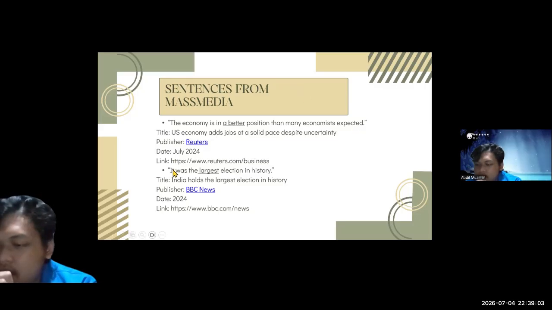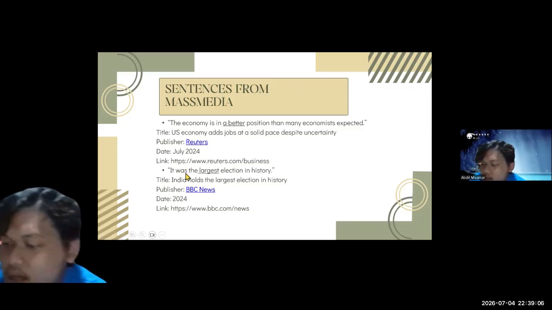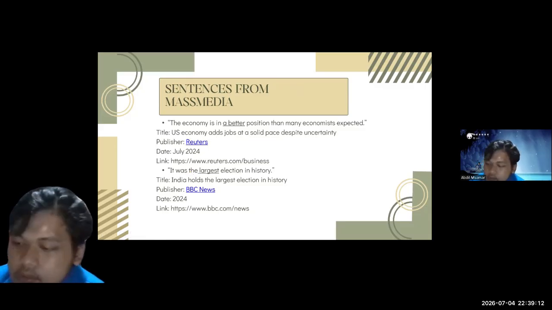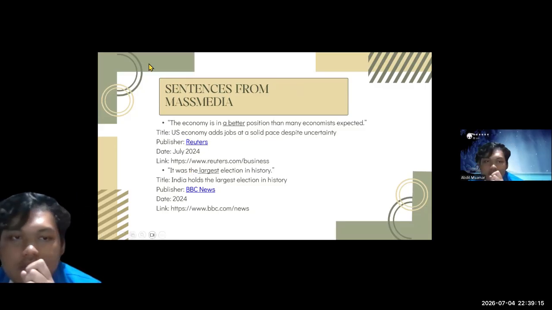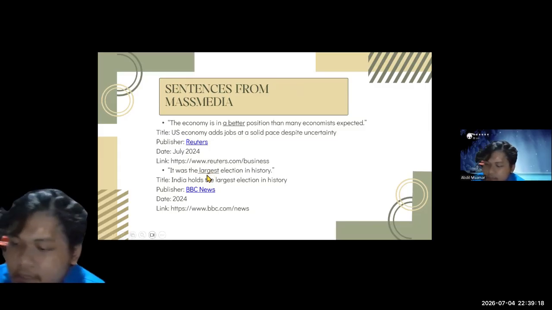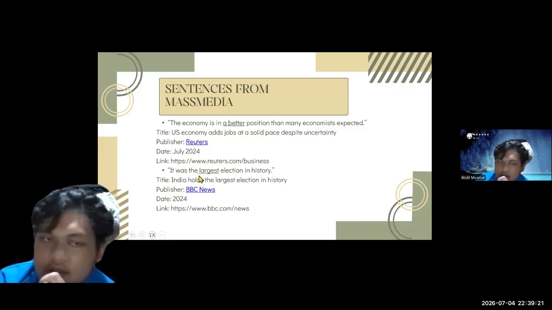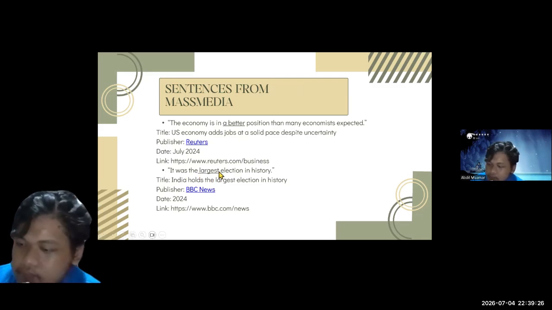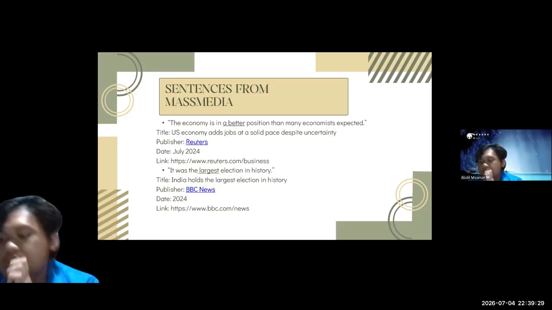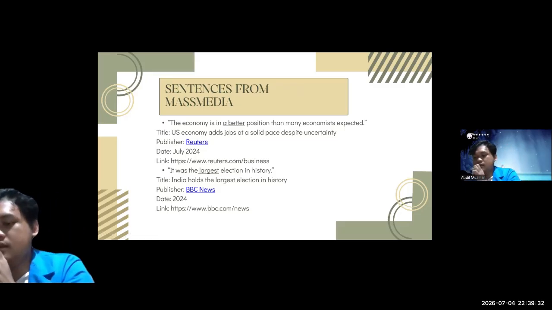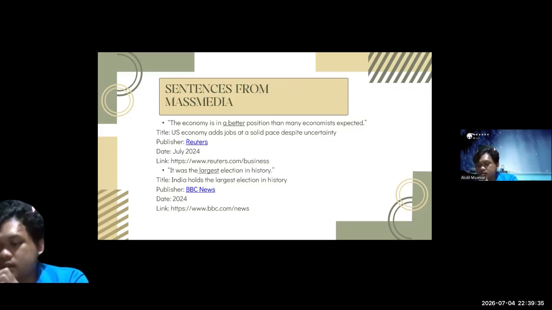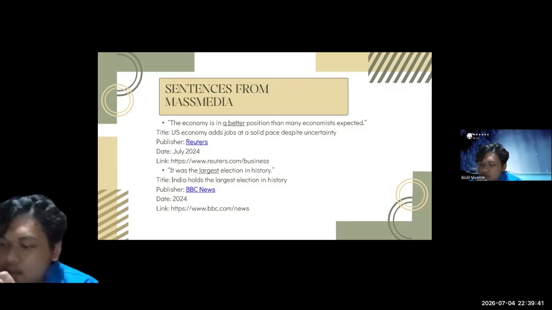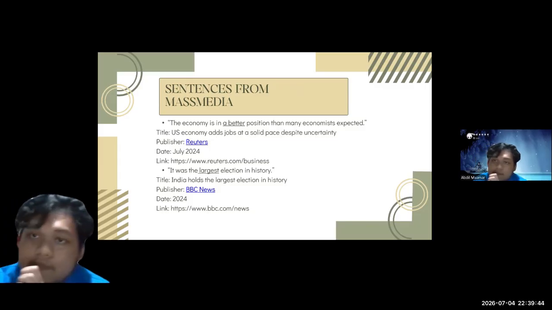The next is, it was the largest election in history. The degree of comparison is superlative. The superlative word is largest. The base adjective is large. The structure is the plus adjective plus est. Explanation: the adjective large becomes largest by adding st. The phrase indicates that the election exceeded all other elections in size, making it the highest ranking member of the category.